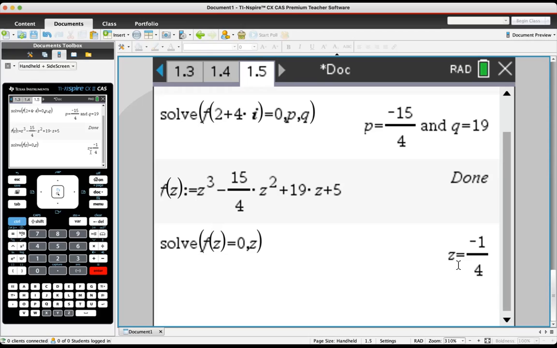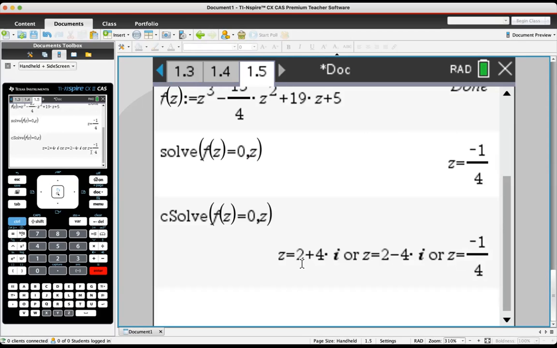Now, just a reminder, you could also use c-solve. The c-solve button means complex solve, okay? This is quite useful in specialist math. See, 2 plus 4i, 2 minus 4i, and -1/4, the real root, and a pair of complex conjugate roots.